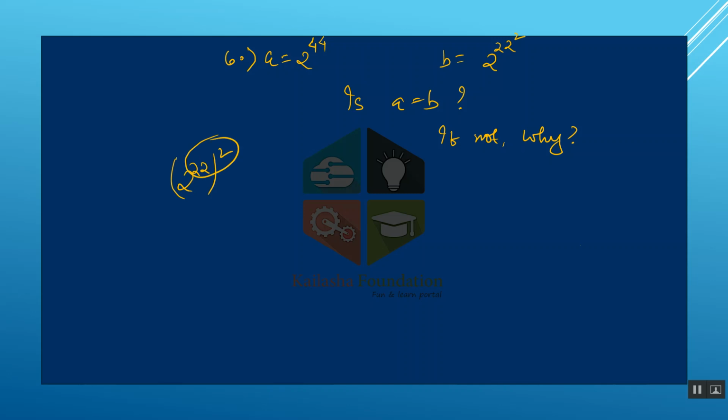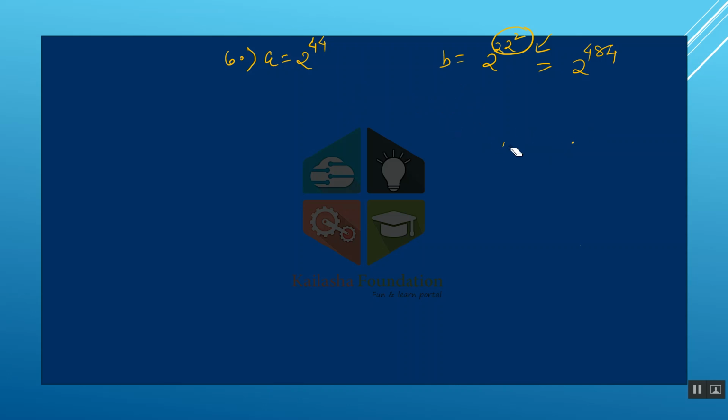is 22 times 2, that is 44, but there is no bracket given here. So this is a different thing. It can't be evaluated like that. When there are no brackets, at first 22 power 2 will be evaluated. So it is 2 raised to the power 22 square, that is 484. It's not 2 raised to the power 44. So A is not equal to B.